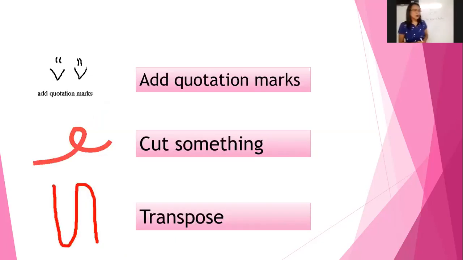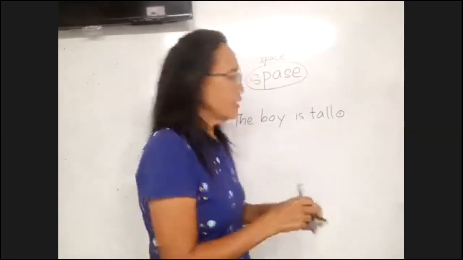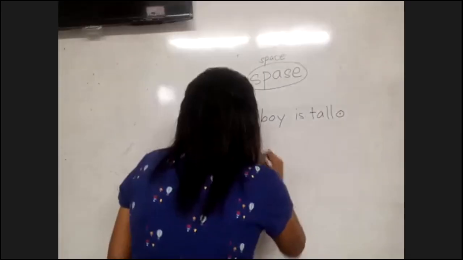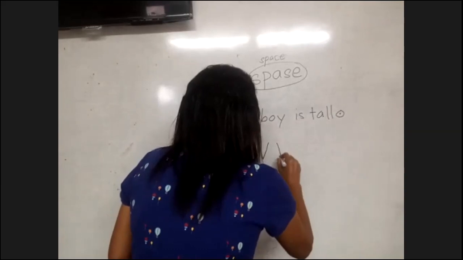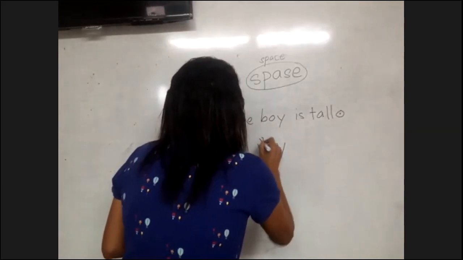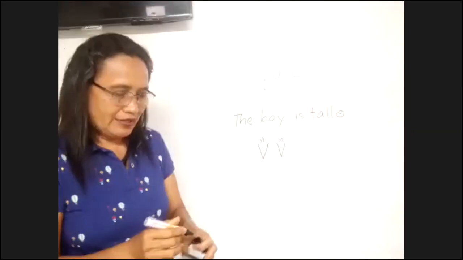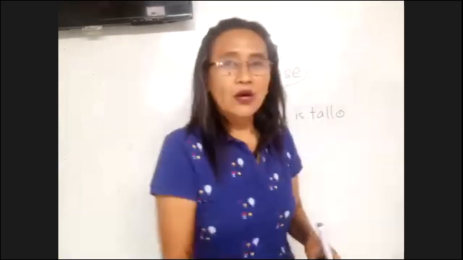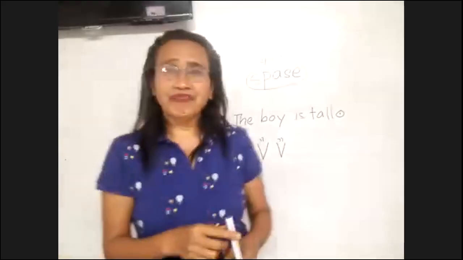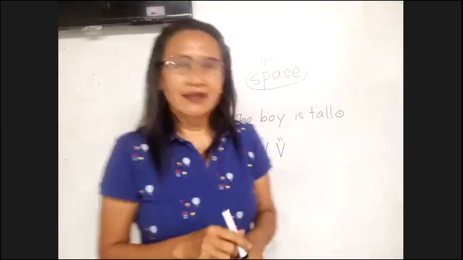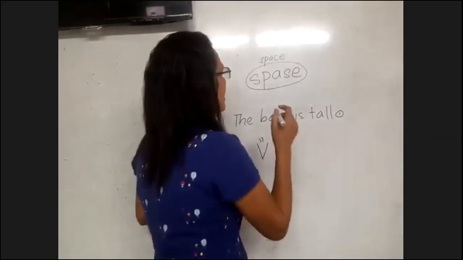Next, this one. Add quotation marks. What do you see there? It's like this. Two like letter B's close to each other, and there's a quotation mark at the top. That means you have to add quotation marks. When do you use this? When you are quoting. Like for example, she said, okay.